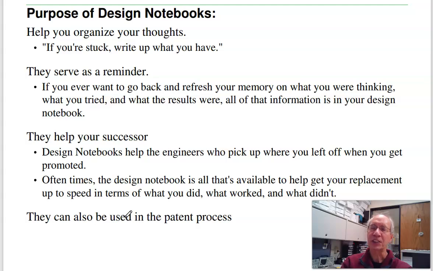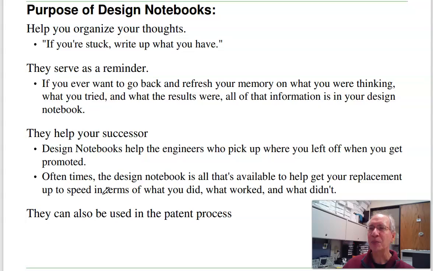They also help your successor. Someday you're going to get promoted at a company. The person that takes over where you left off, it would really help him or her if they actually had some records of what you were doing. That's your design notebook. So design notebooks are kind of a courtesy for the person that follows on after you. They can also be used in the patent process.